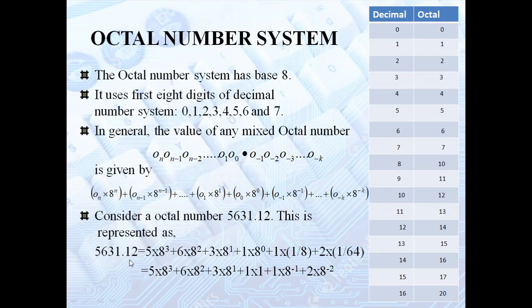Looking after the octal point, the value is 1. It is the first fractional position value and it is multiplied by 8 power minus 1. Then the value 2 is the second fractional position value and it is multiplied with 8 power minus 2. By adding each digit of the octal number in a power of 8, we can find the decimal equivalent of the given octal number. This table represents the equivalent value of octal number for a given decimal number.